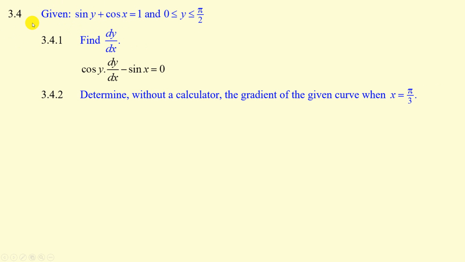So, outside function, cos of y, multiply by derivative of the inside, dy by dx. Outside sine, so it becomes cos, and inside stays the same. Inside function y, we have to differentiate, so dy by dx. Minus sine of x, there's the derivative of the inside, minus sine of x, equals 0. Derivative of 1 is 0. And we solve for dy by dx.